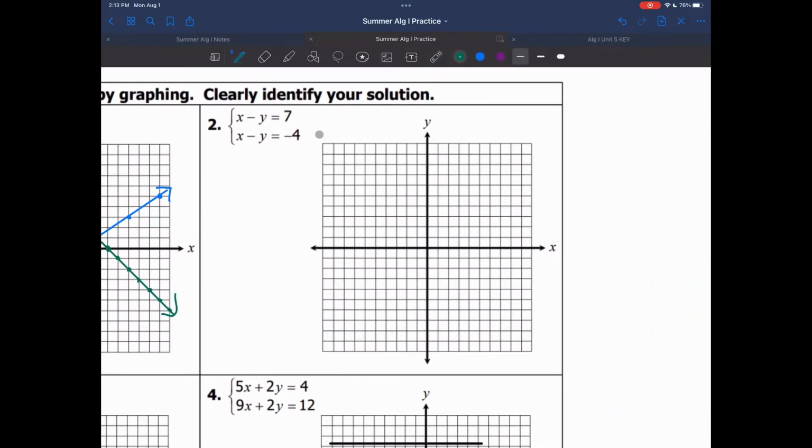Unfortunately, this one's not in slope-intercept form, so we're going to have to get both equations in slope-intercept form first. So let's deal with the top one here. x minus y equals 7. We've done this for a couple lessons now, but I know it can be a little tricky. You want to get your y variable by itself and move everything else to the other side.